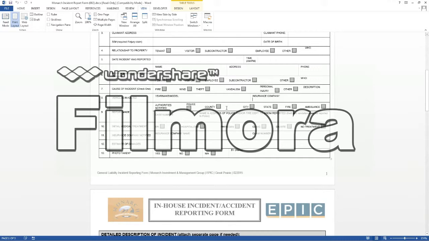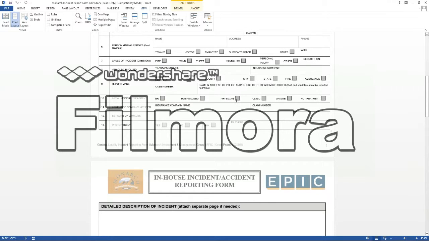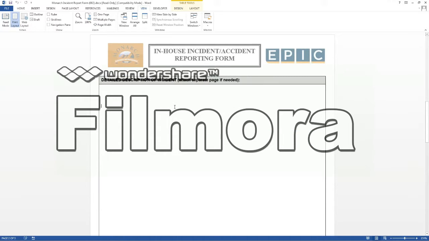The most important thing is the detailed description of this incident on page 2 here. This is for the property manager or the assistant manager to fill out and really just tell us what happened. Give us a story, let us know who all the people involved or responded were, give us a little context about what's going on here.